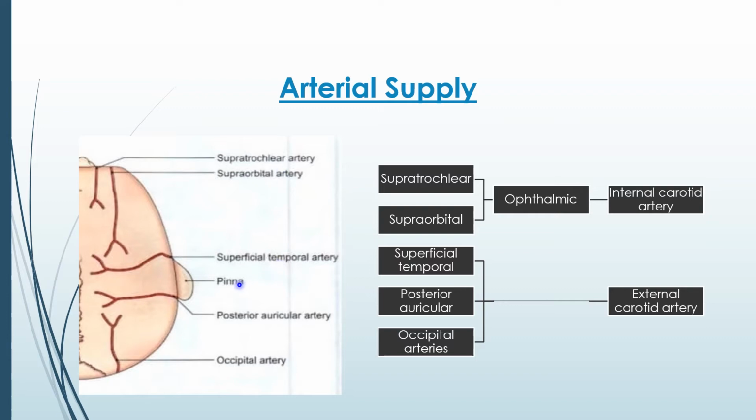Near the ear, we have the superficial temporal artery, which is related to the temporal lobe of the brain, and the posterior auricular artery, which is behind the ear, and the occipital artery, which is the fifth artery supplying the scalp, which is related to the occipital lobe of the brain. Now, the first two arteries, the supratrochlear and the supraorbital, are branches of ophthalmic artery, which are in turn branches of internal carotid artery. And the other three arteries are directly a branch of external carotid artery. So we can conclude that most of the scalp is supplied by internal carotid and external carotid arteries together.